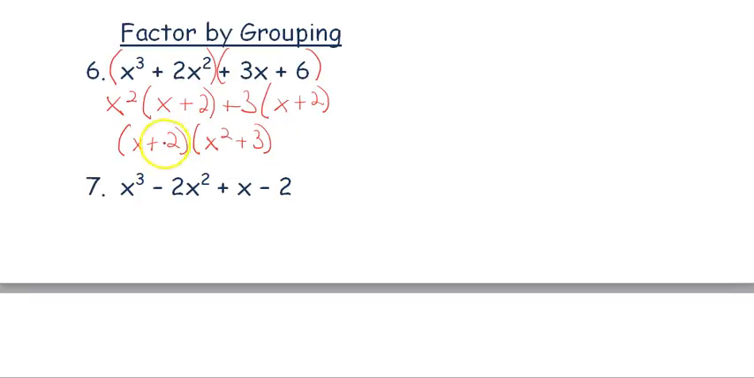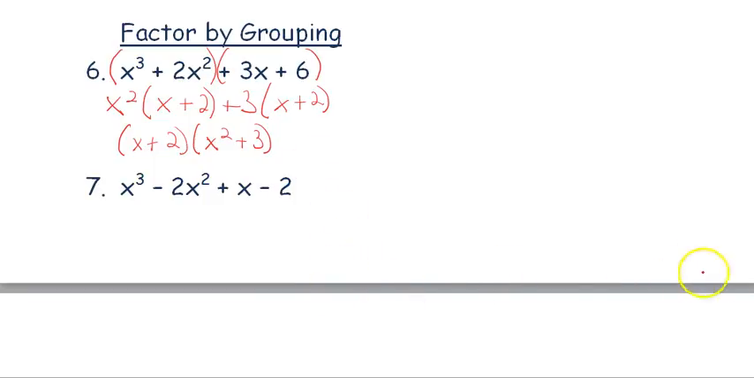And you are actually fully factored at this point. If you wanted to double distribute or FOIL this back out and combine like terms, you would get your original problem. So you can check your answer that way. All right, let's look at number 7.